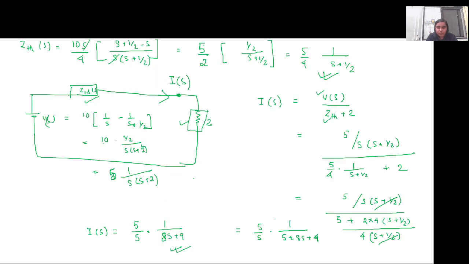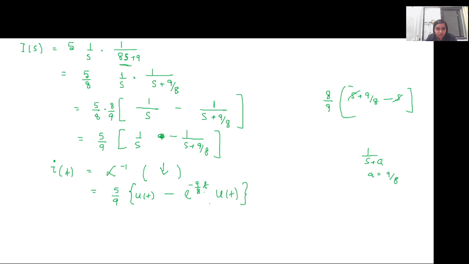Okay. So just hold on once. Ma'am, 8 by 9 u of t, na? Sorry. 8 by 9 u of t. 8 by 9 missing, ma'am. Where did I miss it? 5 by 9 into 8 by 9, u of t minus e to the power minus 9 by 8 t. So this 8 by 9 I had taken it outside, right? And I cancelled the 8 and 9 is remaining. Okay, ma'am. Got it.